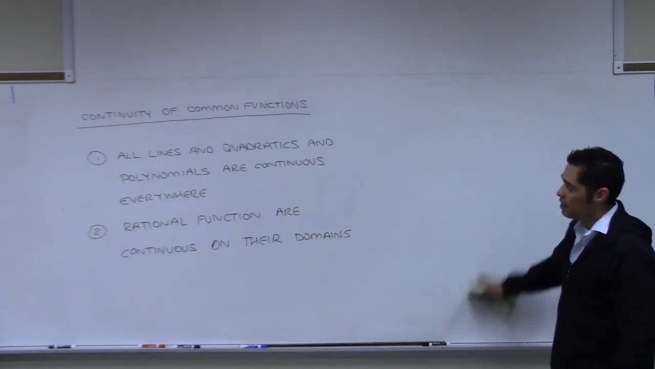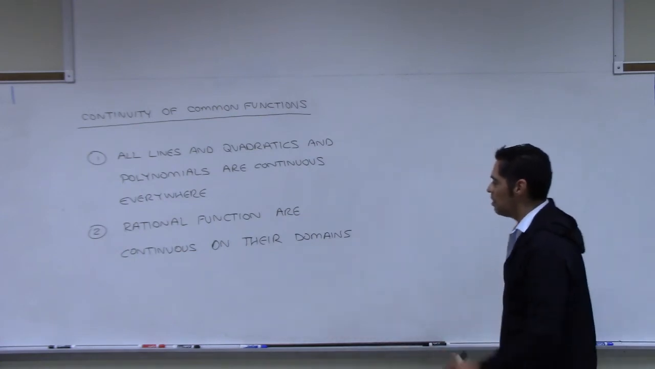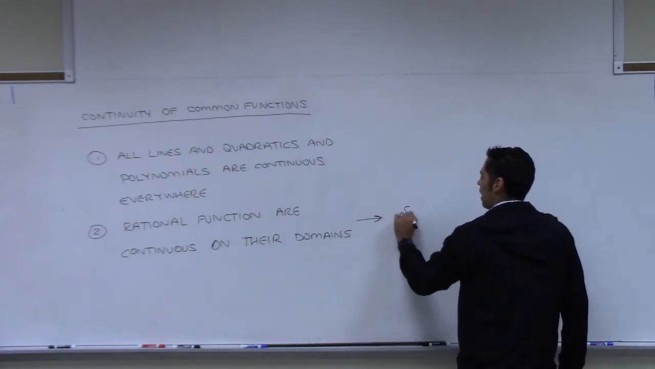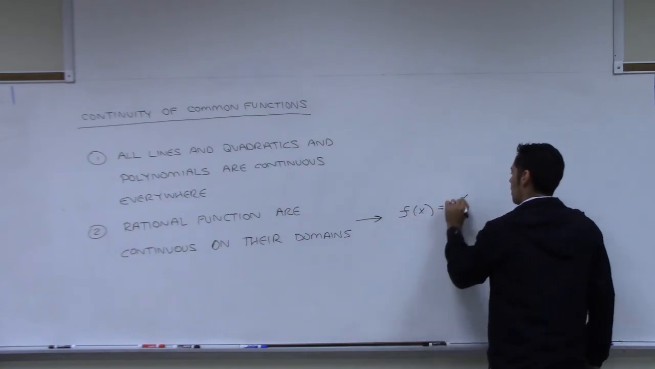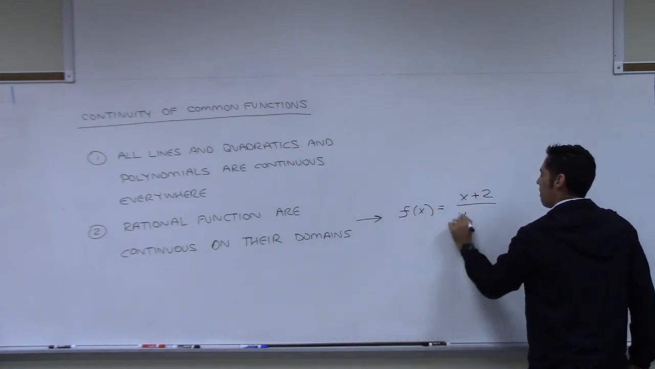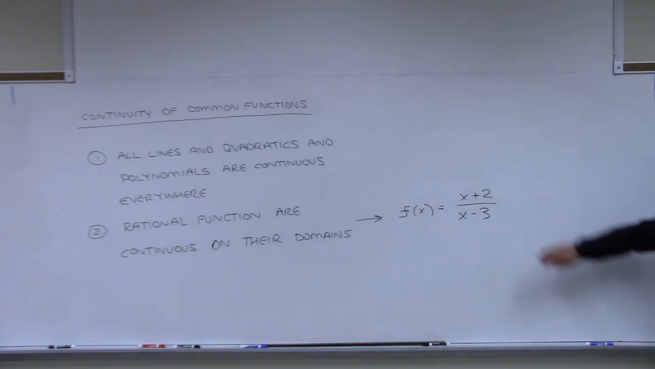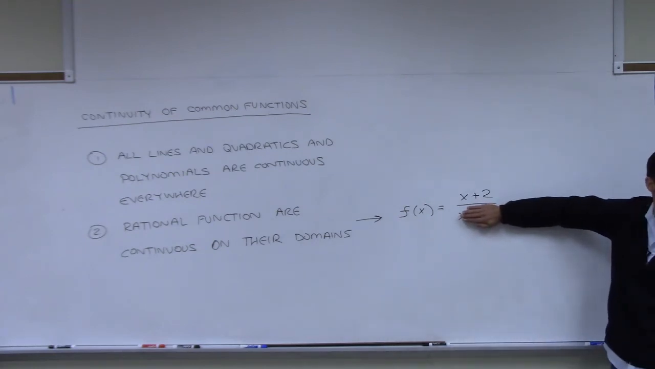Okay, so rational functions are continuous on their domains. Let me give you an example of a rational function, because these are a little bit less intuitive. These are the ones that have asymptotes. So here's an example of a rational function. The numerator is a line, right? And you should be able to draw that without picking up your pencil.